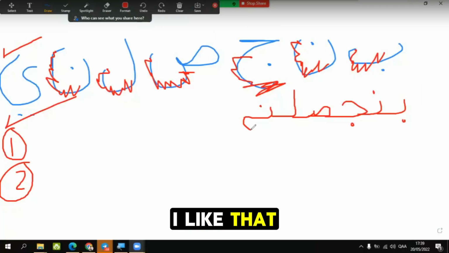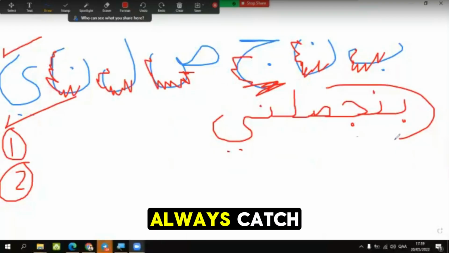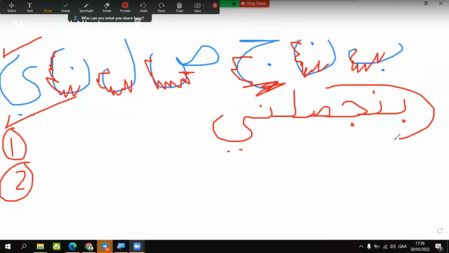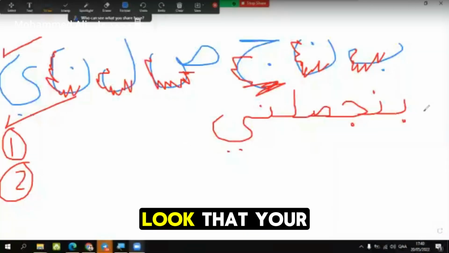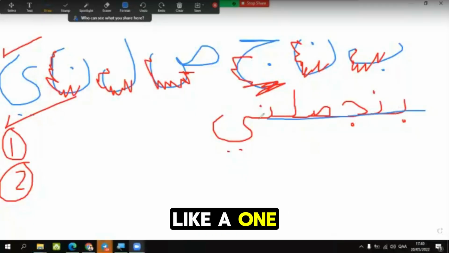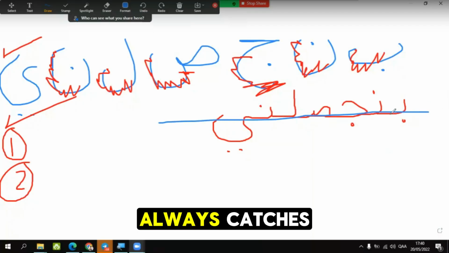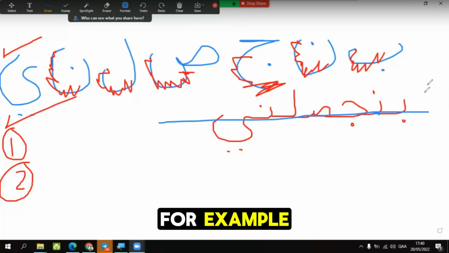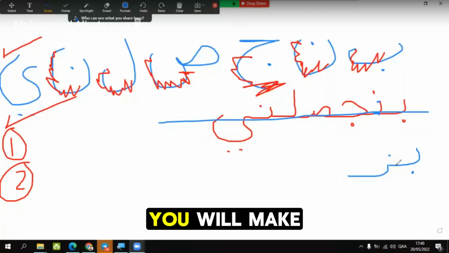Like this. Unlike that, you had written the whole words attached. Focus that your hand always catches the letter mostly from the bottom, except if the letter is written under the line. Look that your hand is always horizontal, like almost one horizontal line. So this is your line. If you write, for example, in a notebook, the notebook has lines. So this is your own line. The hand always catches the letter from the bottom. For example, do not make the hand catch the noon from here. Do not make it like that. That is ba, and then that is noon, because like that you will make stairs.